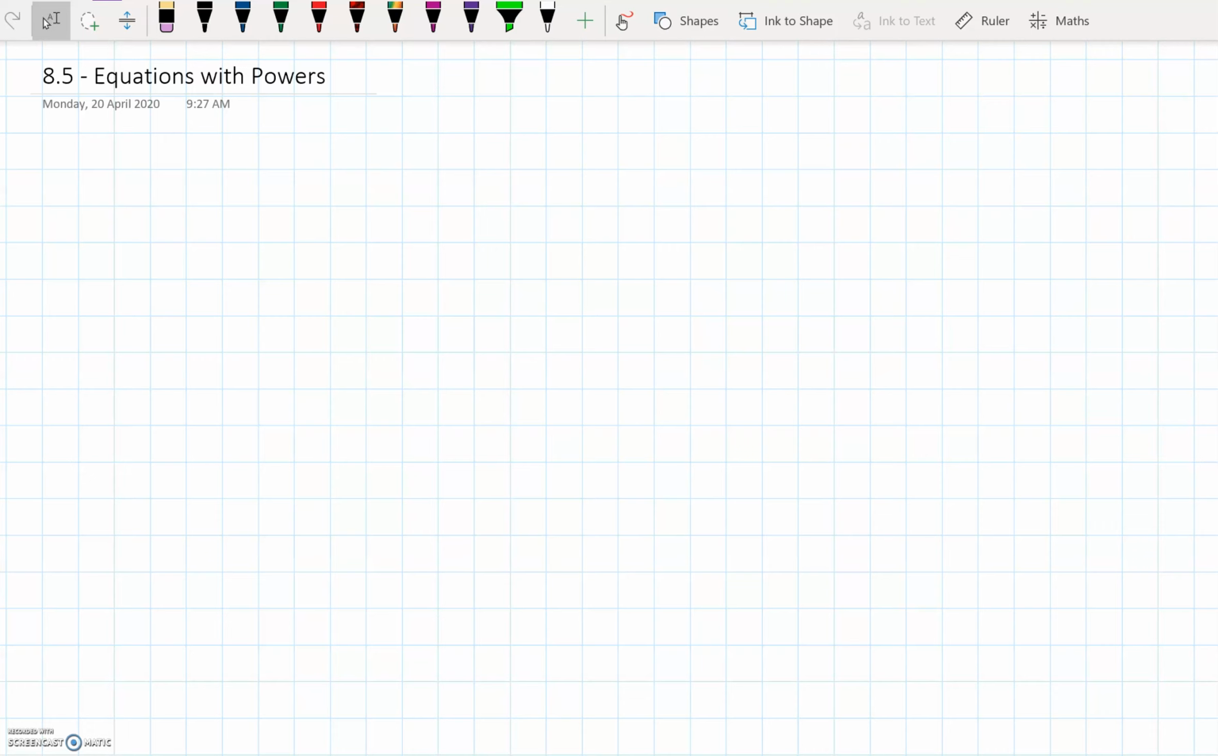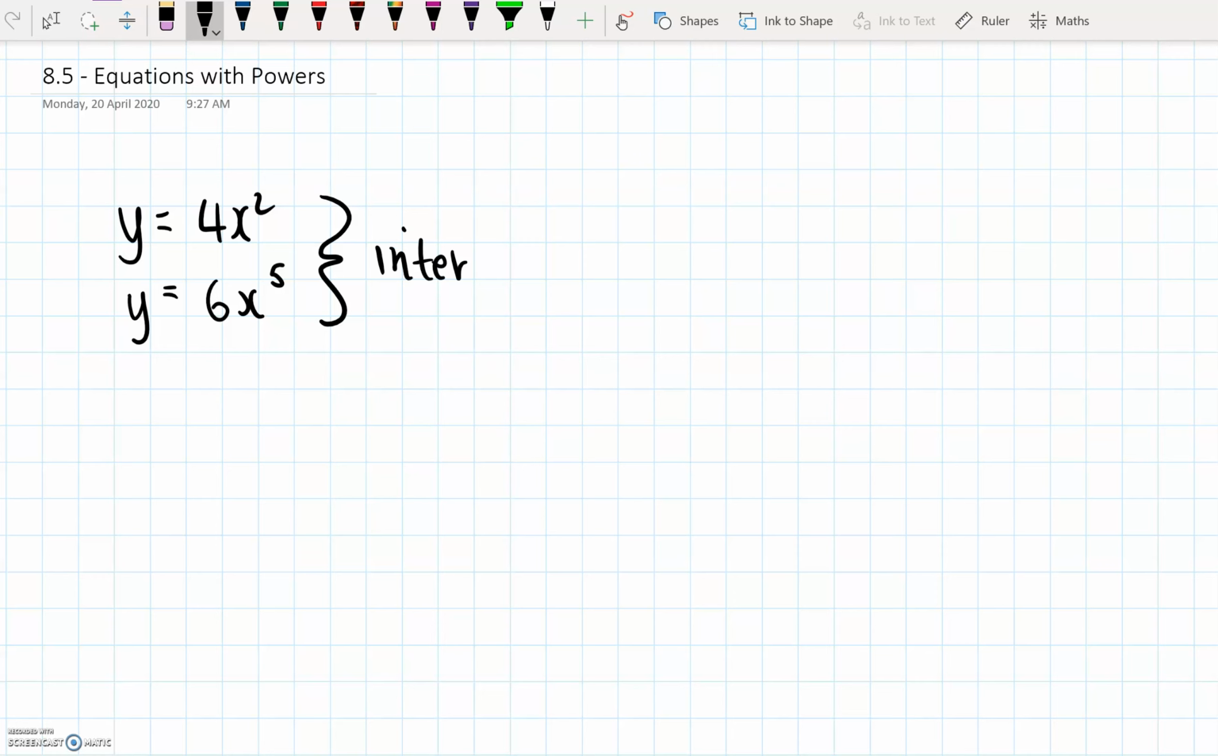Okay guys, what we're going to look at now is equations with powers. Now, what that means is we're looking at, for example, if we have an equation like y equals 4x squared, and we have another equation of y equals, say, 6x to the power of 5, and we want to know where they intersect. So the intersection of these two graphs.